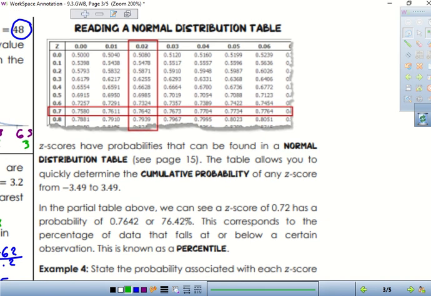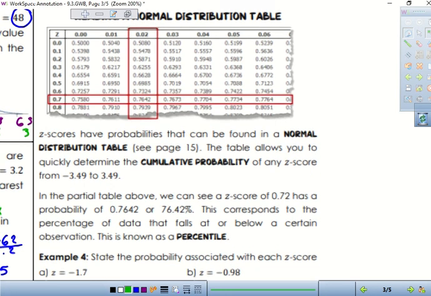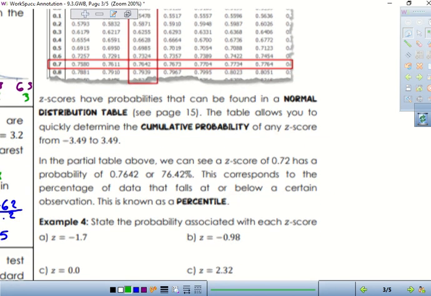So, reading a normal distribution table. Z-scores have probabilities that can be found in a normal distribution table. See page 15, that's the one I asked you to rip out. This table allows you to quickly determine the cumulative probability of any z-score from negative 3.49 to 3.49.